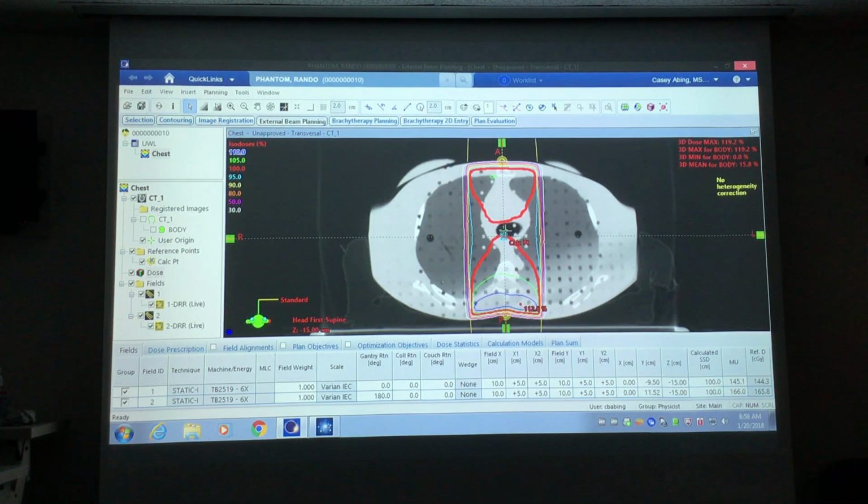It's a little bit more forgiving on the therapist. It's easier to set up. They only have to take port films, or one port film, to set isocenter correctly, as opposed to if you had oblique fields, where you'd have to take some sort of an anterior and a lateral orthogonal pair if you wanted to set all three dimensions.